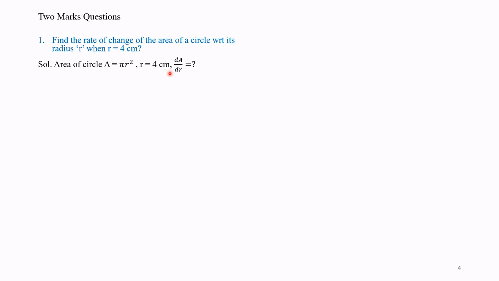Therefore, we are required to find the rate of change of area, that is dA by dr, the rate of change with respect to radius. Differentiating this equation, dA by dr equals pi into 2r, which is pi into 2 into 4 centimeters, substituting r equals 4. So we get 8 pi square centimeters. Therefore, the area of the circle is increasing at the rate of 8 pi square centimeters.